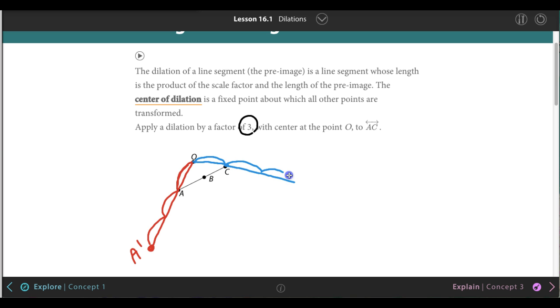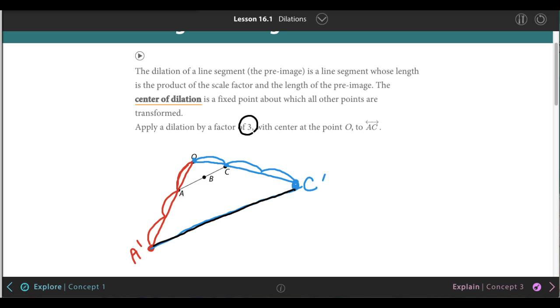1, 2, and 3. So starting from here, then this is going to be C prime. Then you're just going to connect those 2 points, and now there you go. This is going to be your dilation by a factor of 3. A prime, C prime.